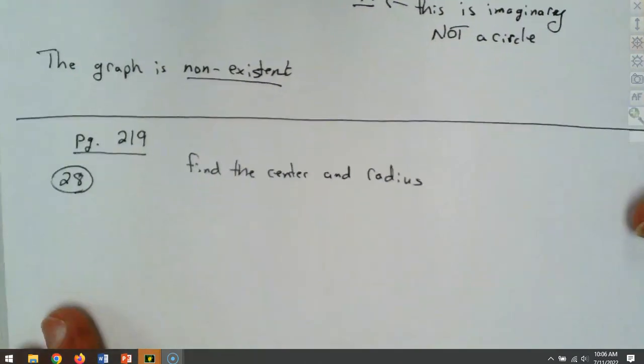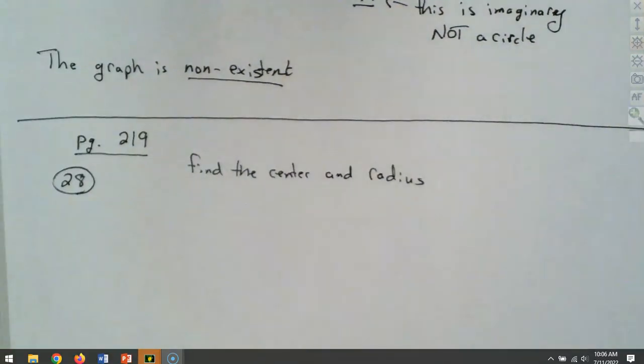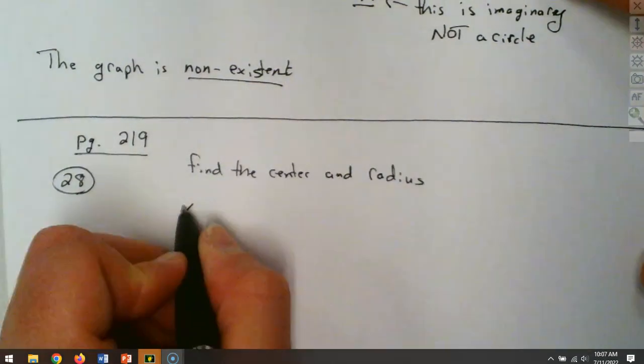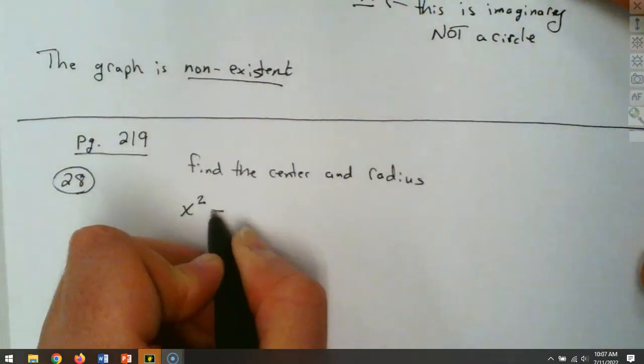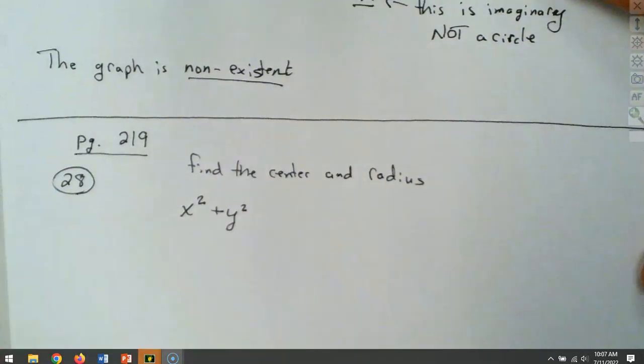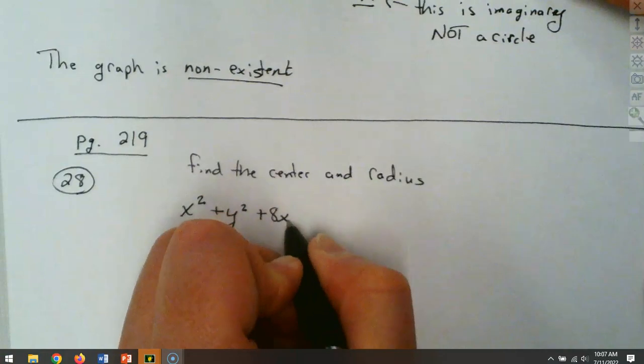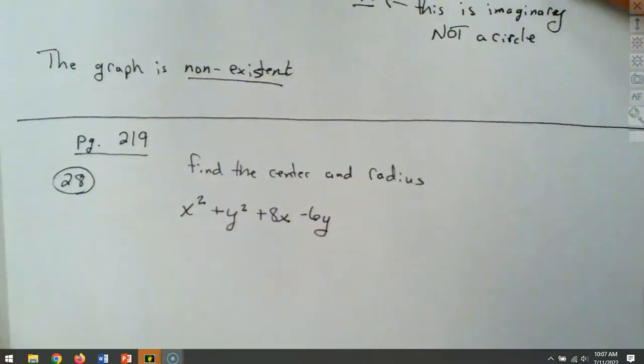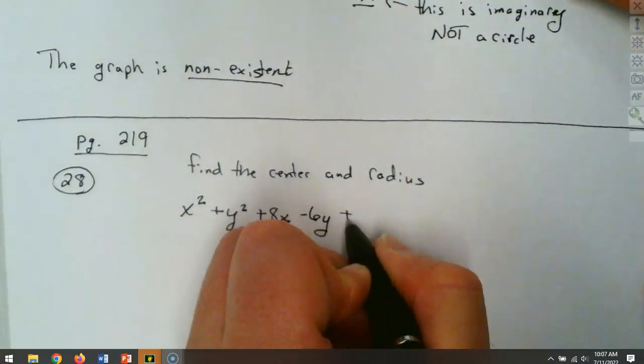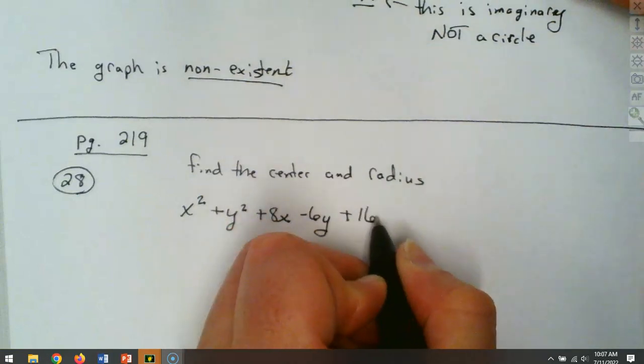So we want to find the center and radius. And we get that by finding it in the center-radius form. And so on 28, we've got x squared plus y squared plus 8x minus 6y plus 16 equals 0.